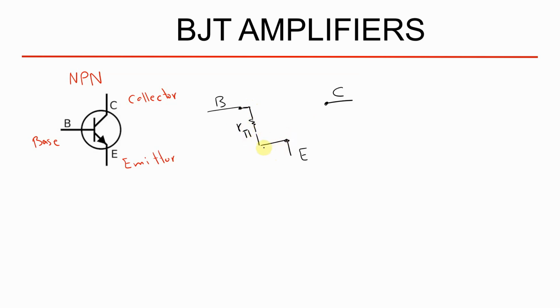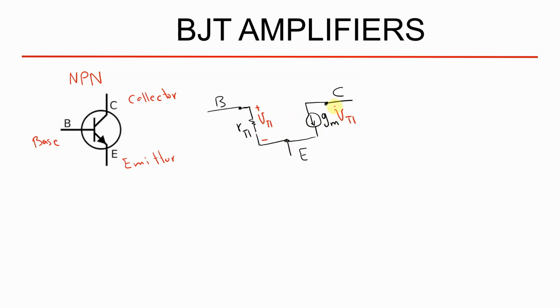And between the collector and emitter we have this dependent current source, GM V pi. I'm gonna just write V pi in this regime. And where is V pi? V pi is actually here, the voltage across R pi, the voltage between base and emitter. So why I draw it in red?